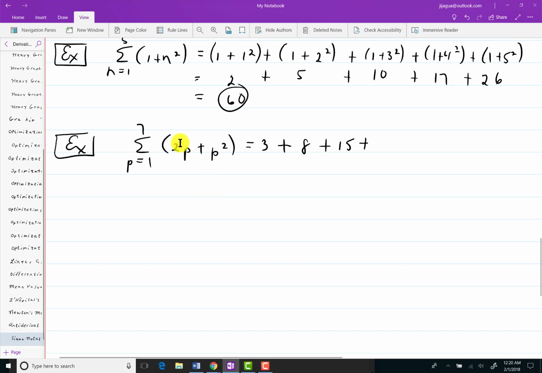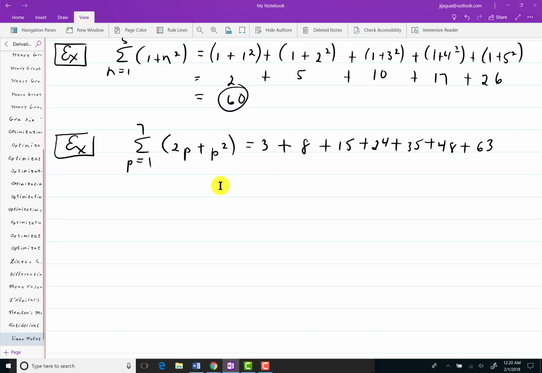P equals 4, I get 8 plus 16 is 24. P equals 5, I get 10 plus 25 is 35. P equals 6, I get 12 plus 36 is 48. And then the last one finally, 14 plus 49 is 63.